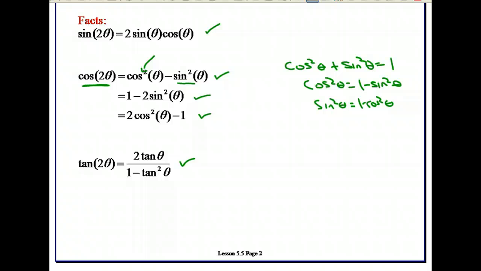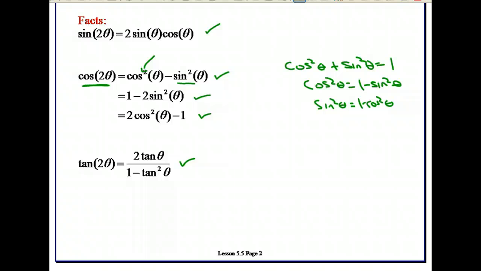I would like you to know how to use these. You don't need to know these off the top of your head. These will be on your quiz or your test as they come up. They come up once in a while in calculus. It's nice to know them. But I'd like you right now just to be aware of the fact that there are double angle identities. And if it ever did come up, you'd know to look it up somewhere.